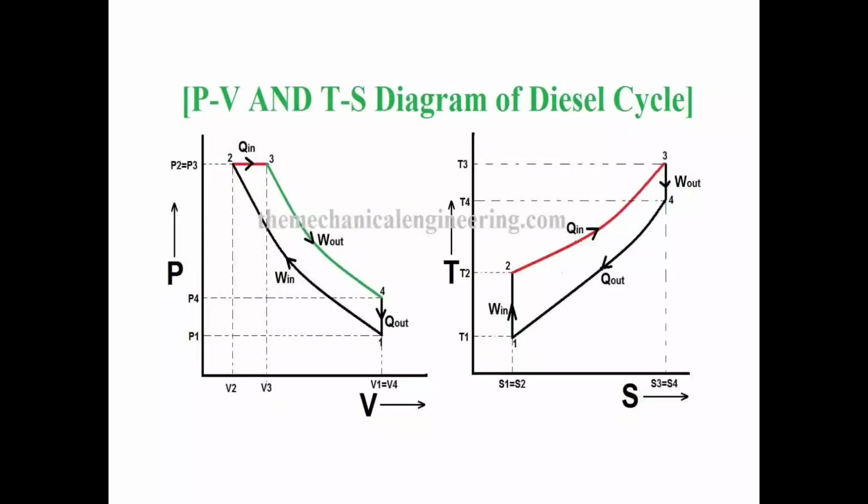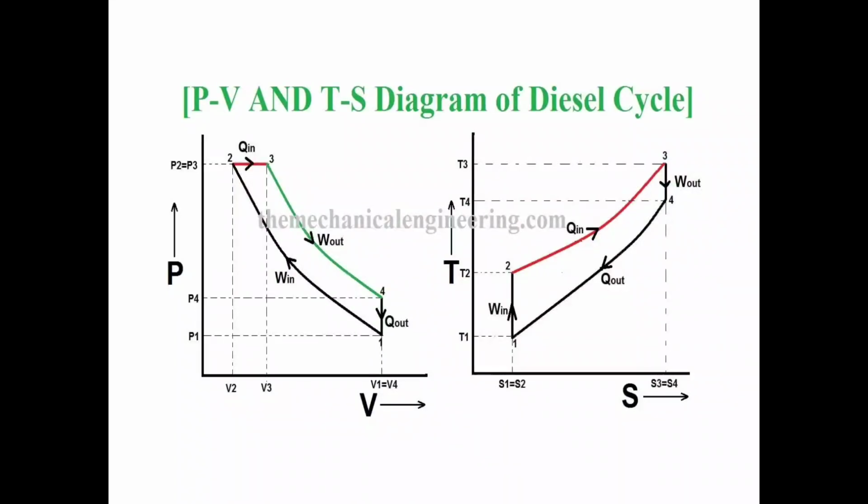In these diagrams, we can see the process 2 to 3 is a constant pressure process, which means P2 equal to P3. Then the 4 to 1 process is at constant volume, so V1 equal to V4.